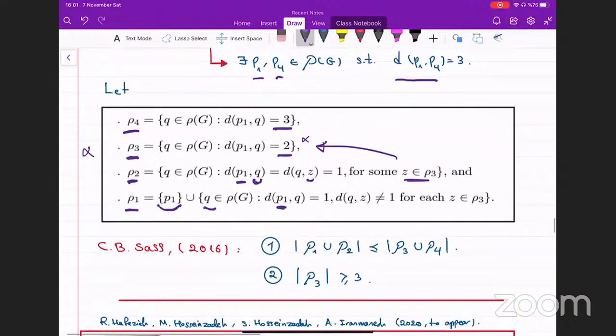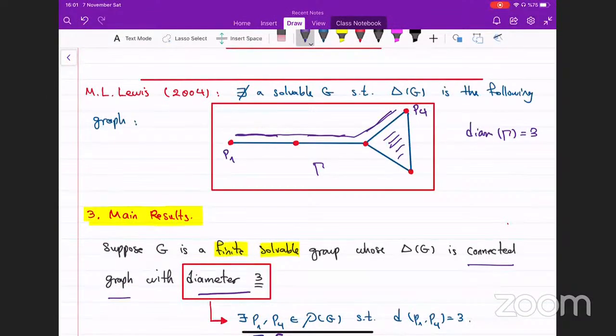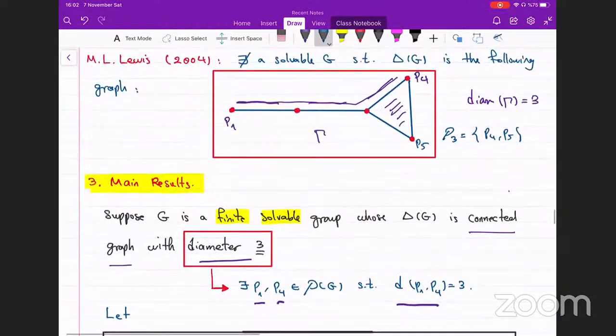So let's look at this graph again. So this is P1. Okay, this was also P4. Rho 3. What was rho 3? This was the set of vertices which have distance 3 plus from P1. So if I call this P5, this is exactly P4 and P5. This was rho 4. Yes, sorry, I wrote rho 3. This is rho 4. Rho 3, distance 2. So distance 2 will be only this one. Let's call this R.